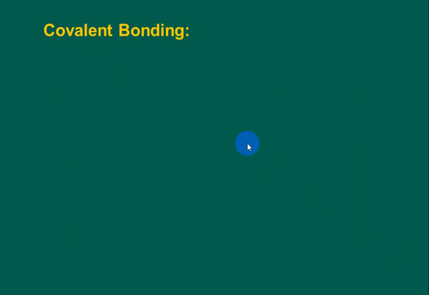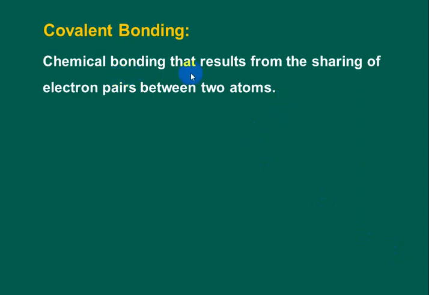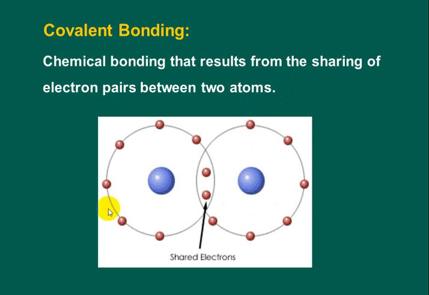Now, the covalent bonding. In covalent bonding, no gaining, no losing, just sharing of electrons. So it is the chemical bonding that results from the sharing of an electron pair between two atoms. Sharing electrons between two atoms is called covalent bonding. Here, for example, two atoms, this is the outermost energy level, by the way.